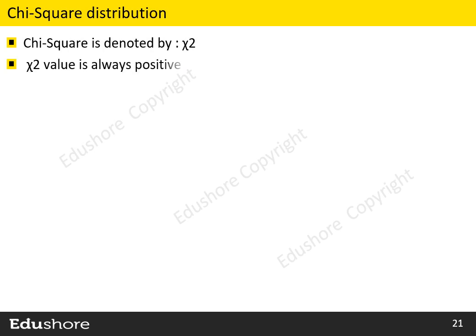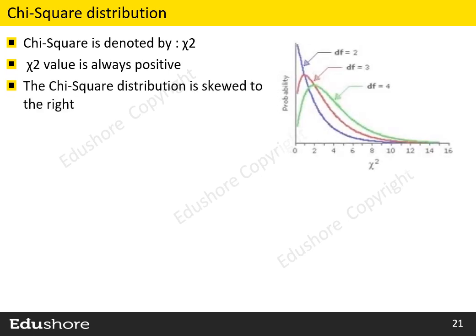Let us understand the characteristics of chi-square distribution. Chi-square is denoted by this symbol. The chi-square value is always positive. The chi-square distribution is skewed to the right.